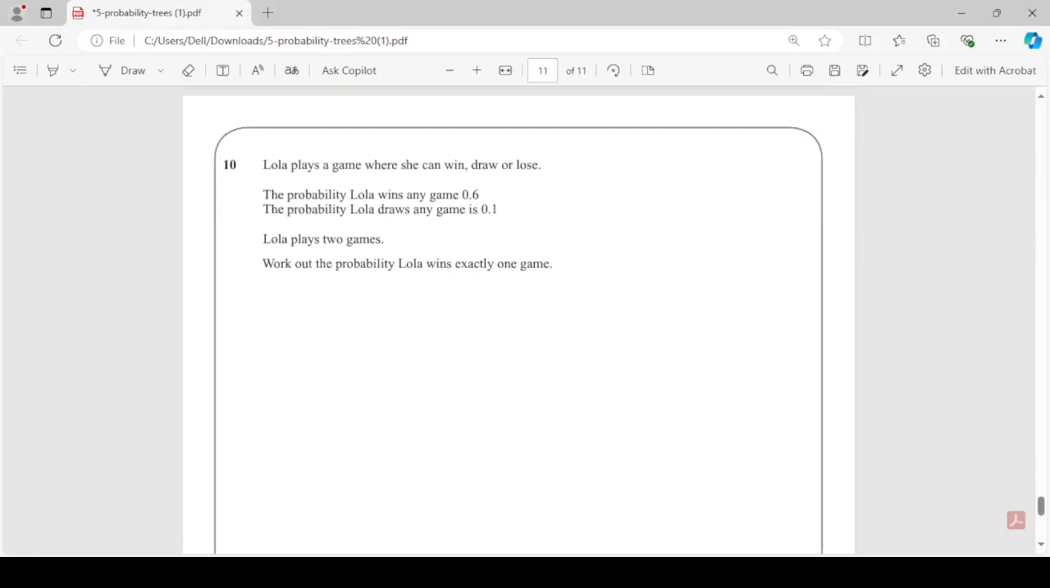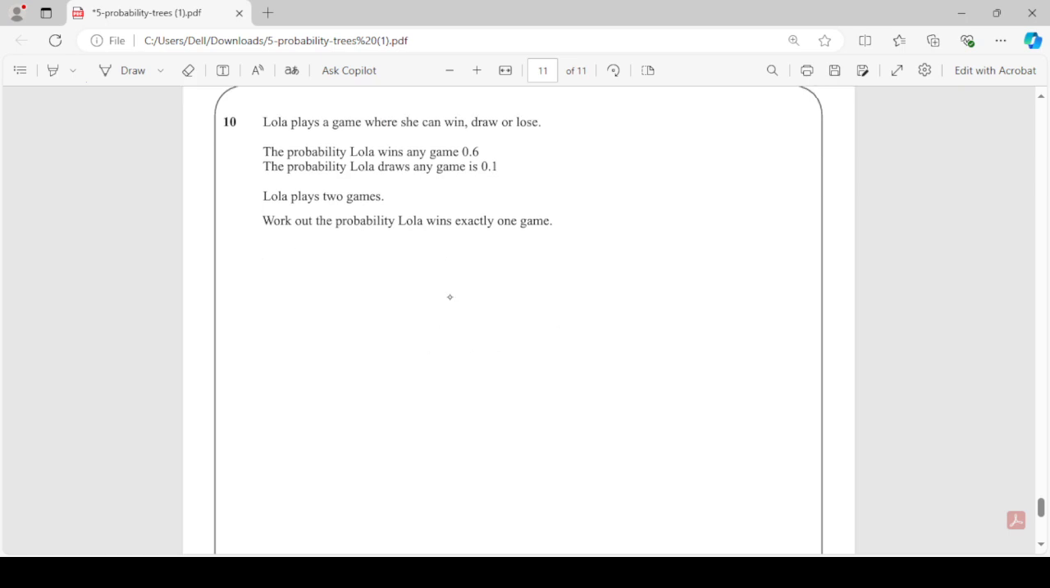Question number 10. Ruler plays a game where she can win, draw, or lose. The probability she wins any game is 0.6. The probability she draws any game is 0.1. She plays 2 games. Work out the probability that she wins exactly one of those games.